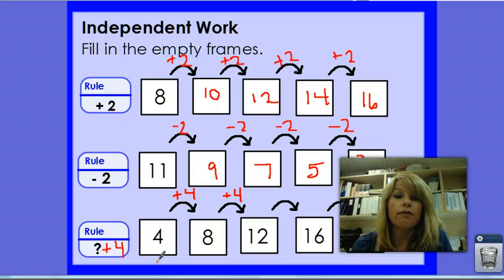That's our lesson today on frames and arrows. Don't forget our trick of adding the rule on top of the arrow to help you answer these problems.